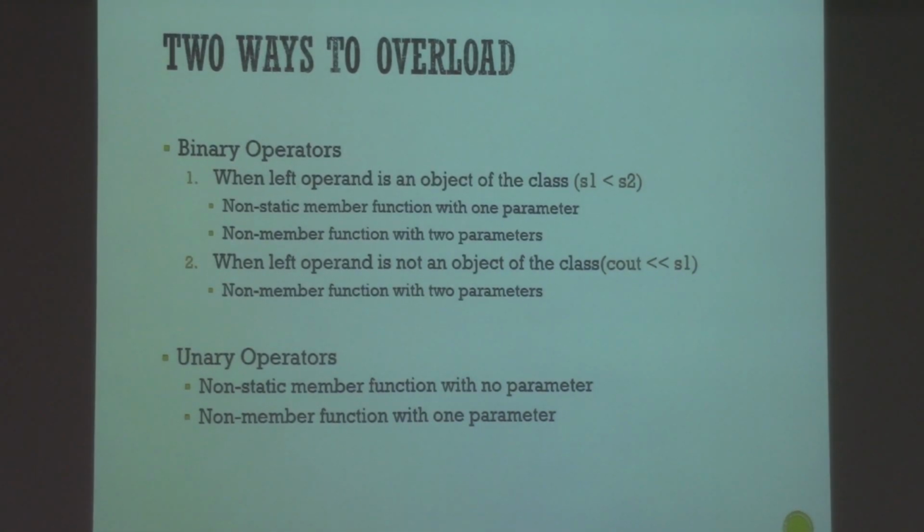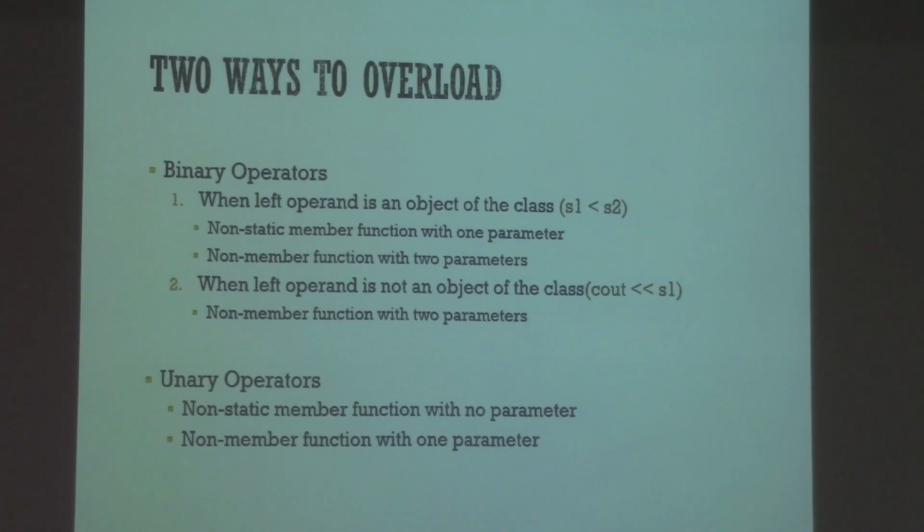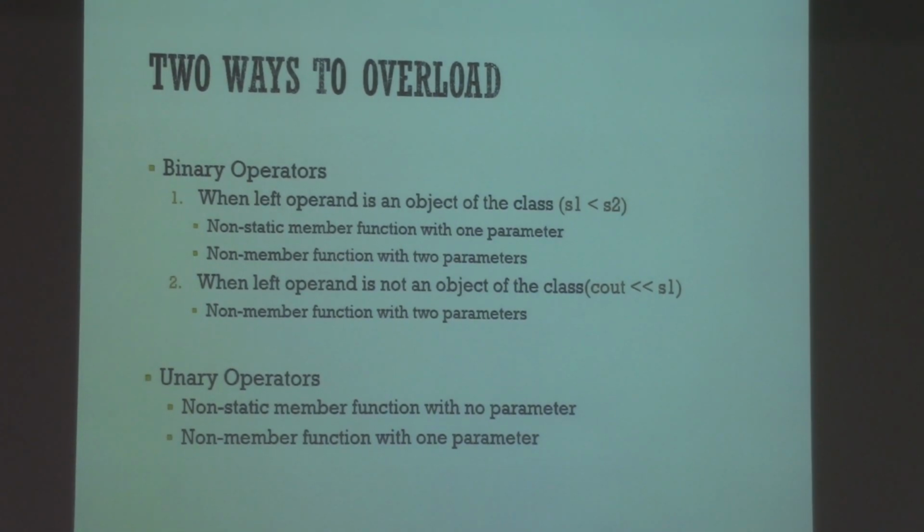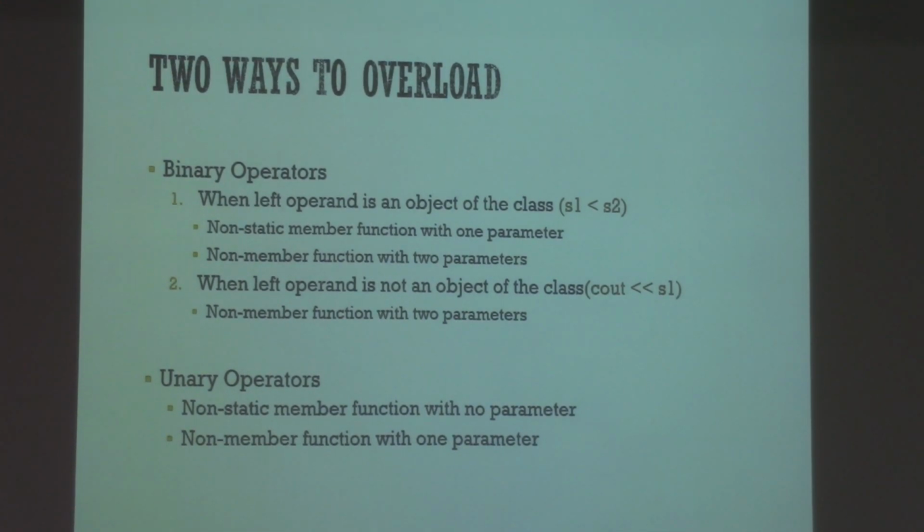Alright, let's look at how we overload. We focus on binary first, and later on we spend some time on unary. For binary, you can have two ways for the first condition. The first case is when the left operand of your operator is an object of the class. In that case, you could use either one. You could either do member function overloading with the right-hand side operand as the parameter, or you can have a regular function overloading that takes in two parameters, both the left-hand side operand and the right-hand side operand.